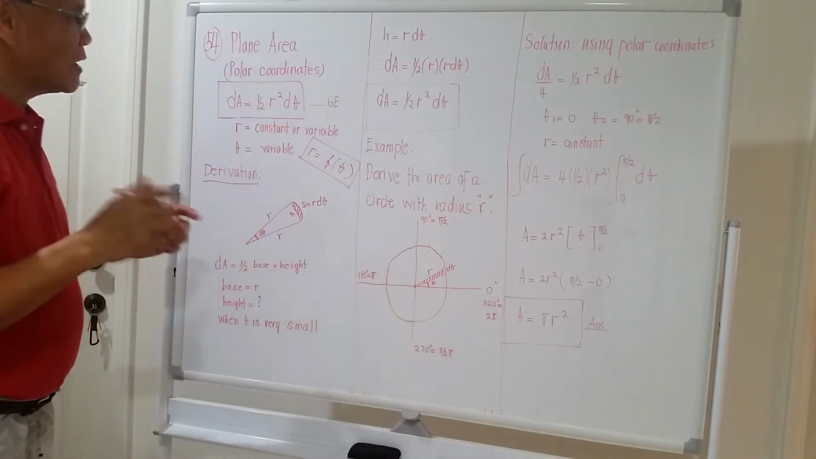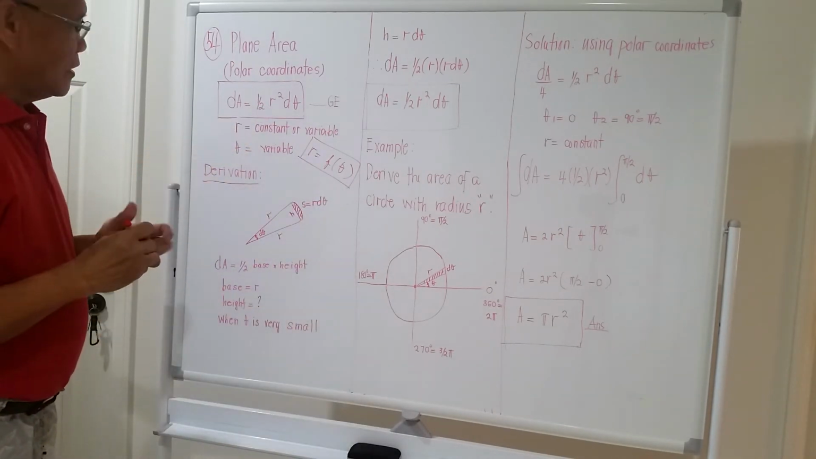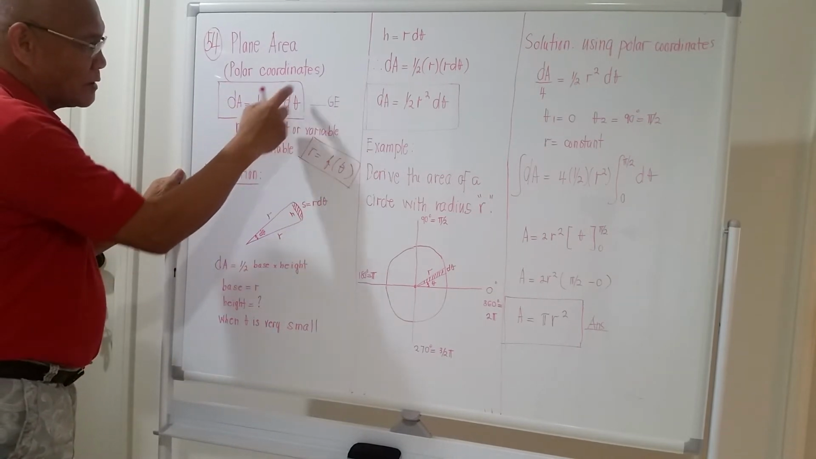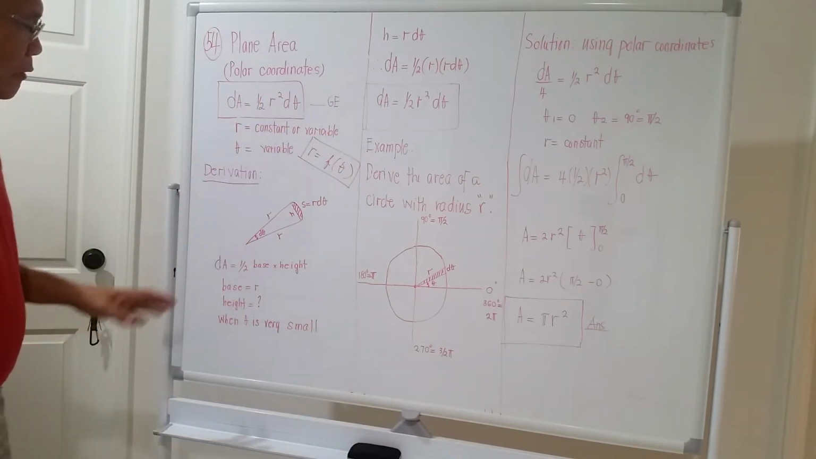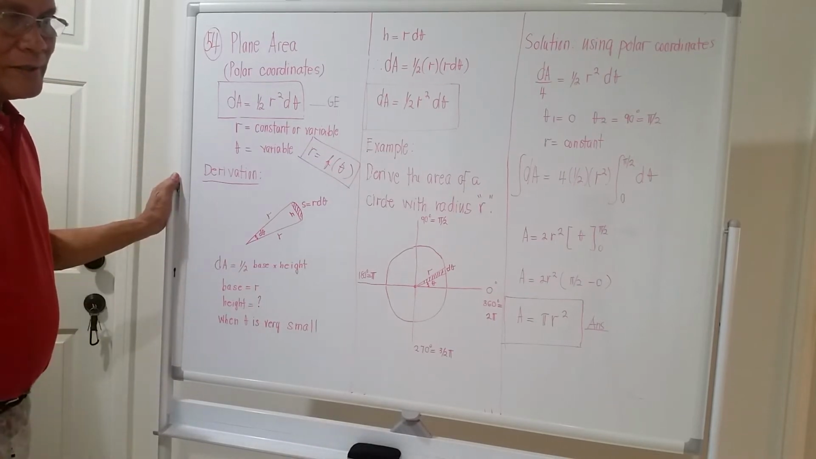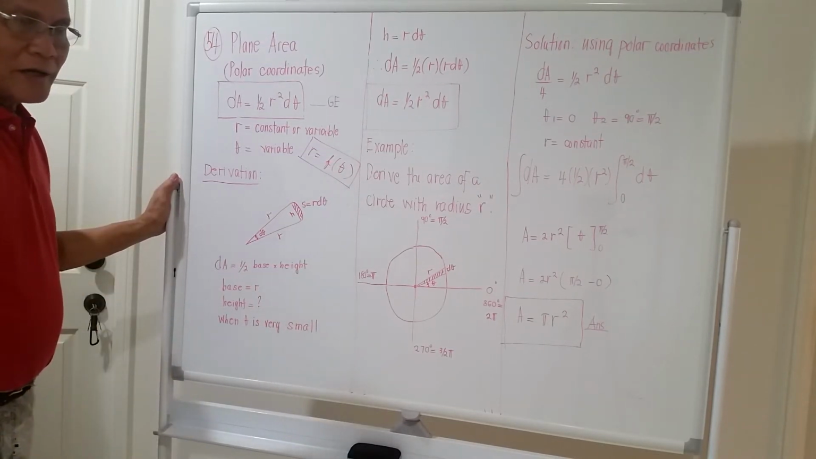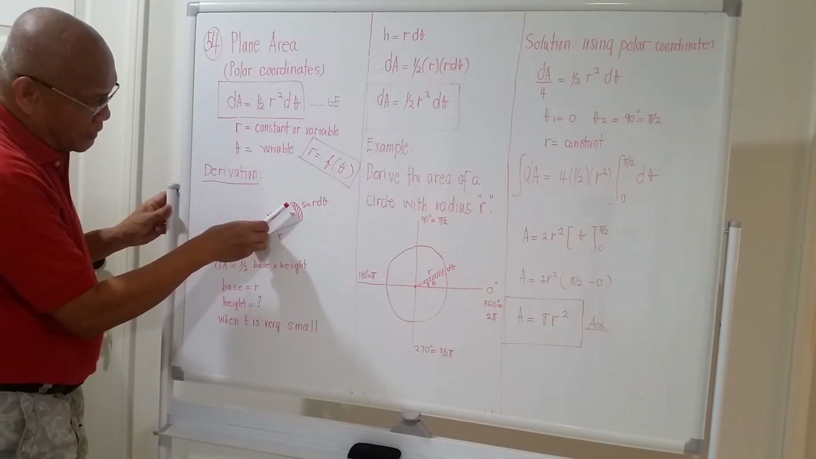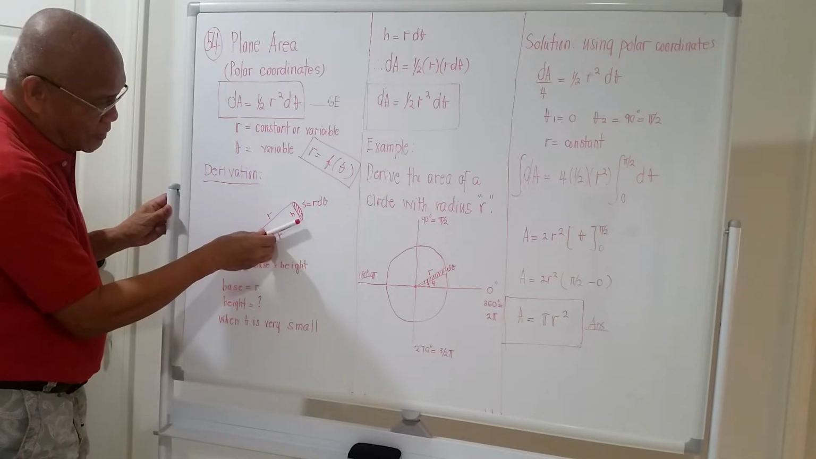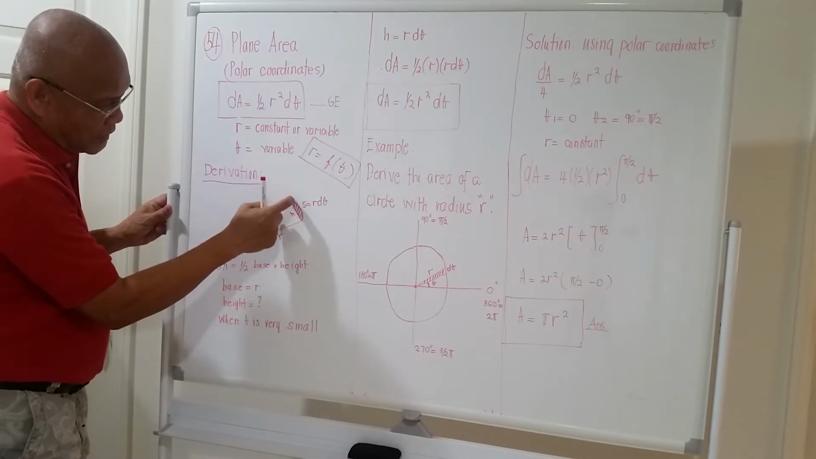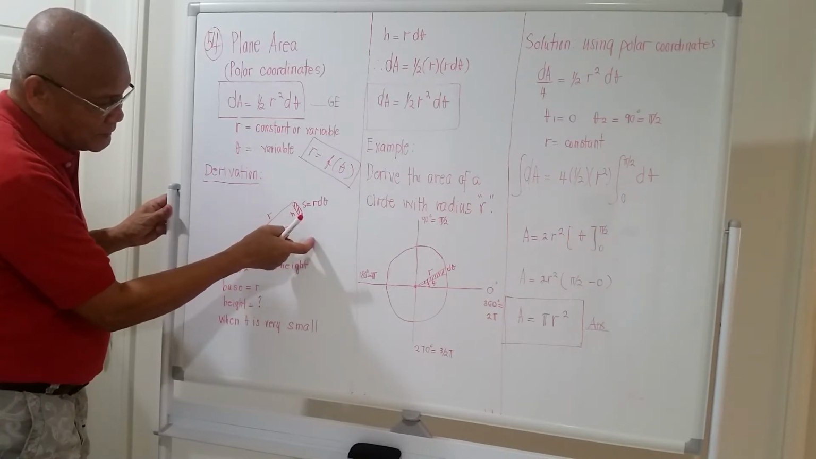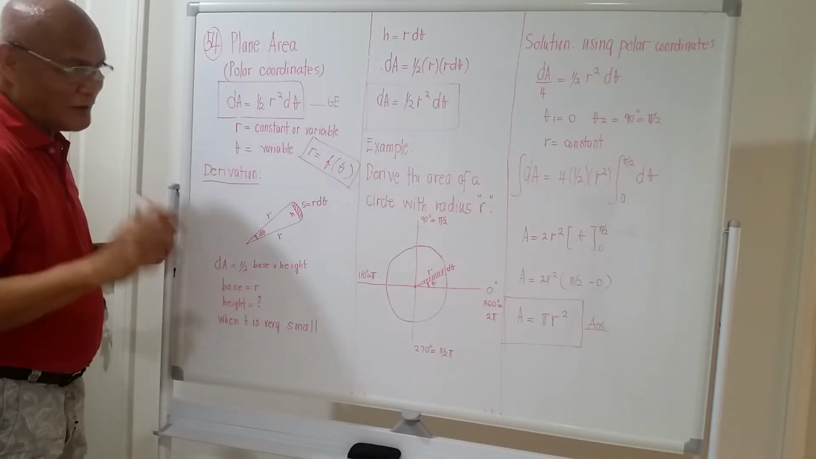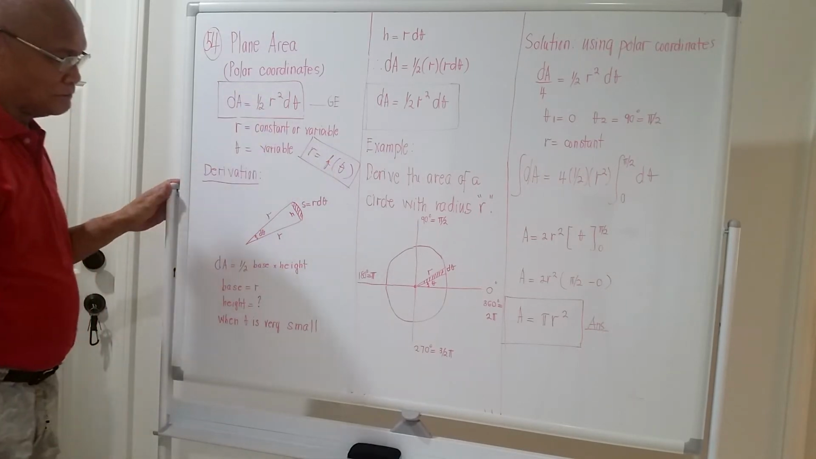Okay, I will derive the formula how come the differential area under polar coordinates is 1/2 of r squared differential theta. Okay, I will try to draw a differential area under polar coordinates. This is a radius r. This is an arc. And the angle inside is differential theta. A very minute angle, it's a differential theta.